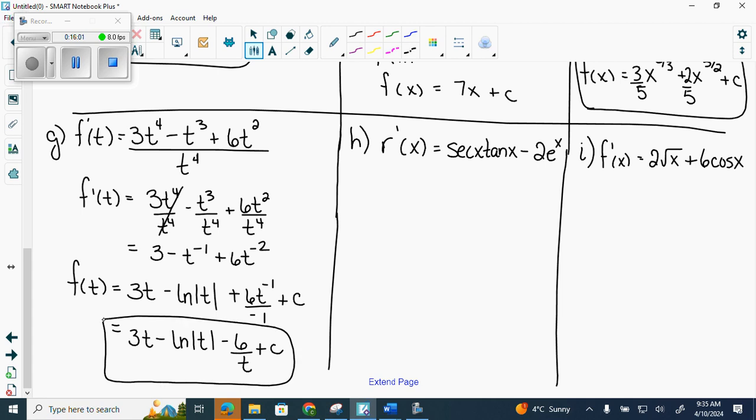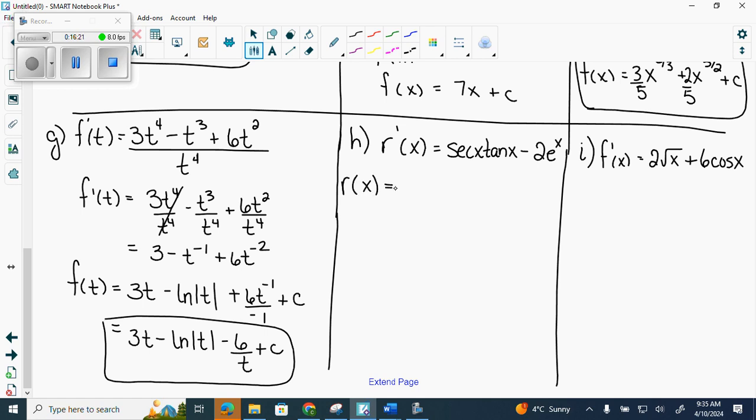Why does it have to be absolute value? You can't have a negative beside it, and we don't have a restriction on our t, right? You could say t has to be greater than 0, I guess, but is that true? I don't think so. So that t has to be absolute. All right, r of x.